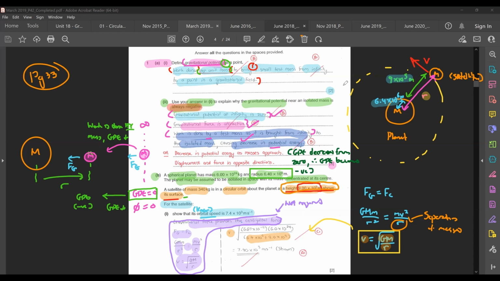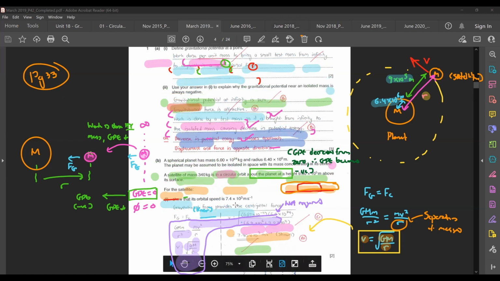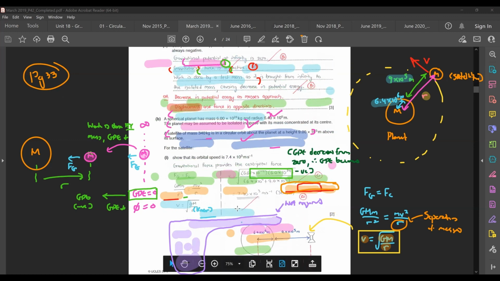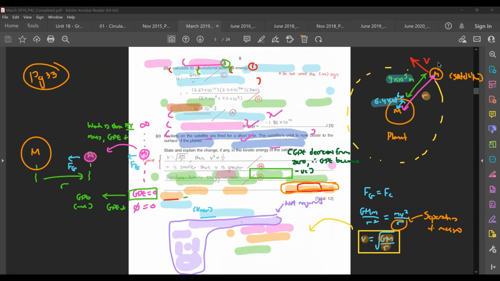And then the rest of the values, G, you can just get from the data sheet, second page of your exam paper. And then the mass is the mass of your planet, which is this one. So with everything in, you should be able to get the answer 7.4 times 10 power 3 meters per second. Okay, so this one is pretty straightforward.